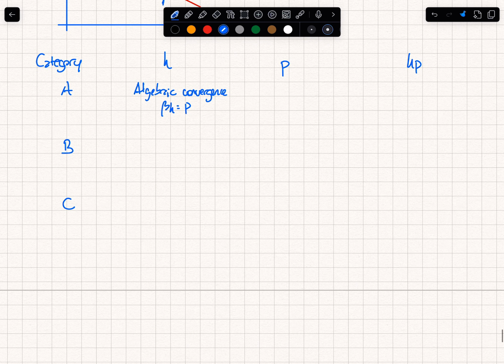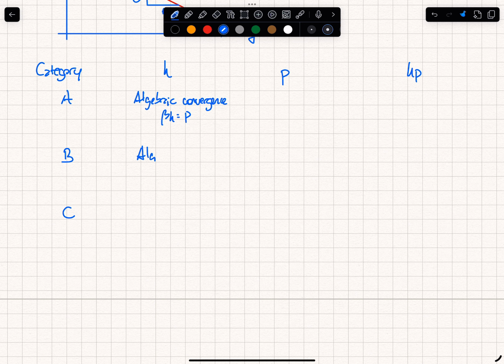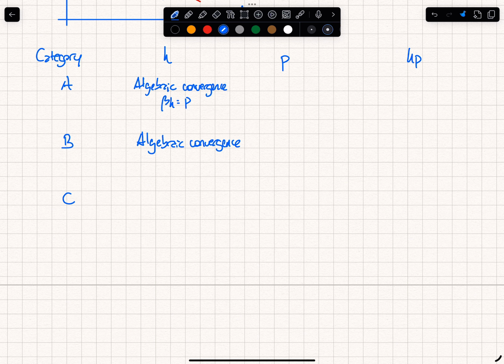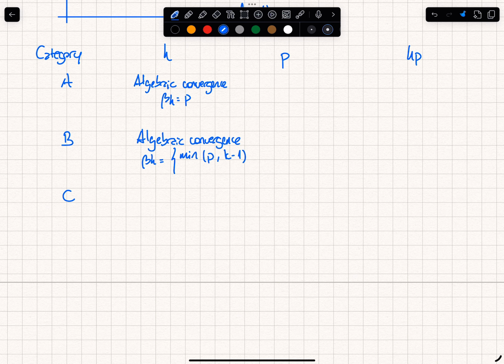Okay, for problems in category B, you get algebraic convergence for h-FEM, but now your beta H is going to be perhaps limited by the singularity of your problem. So it's going to be basically the minimum between P and K minus 1. And we will talk about what K is soon. Or P if you have an optimal mesh. You arrange your elements properly.